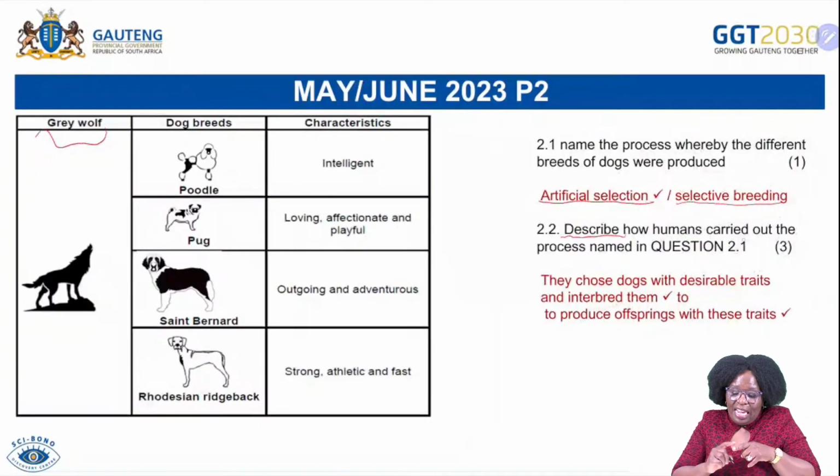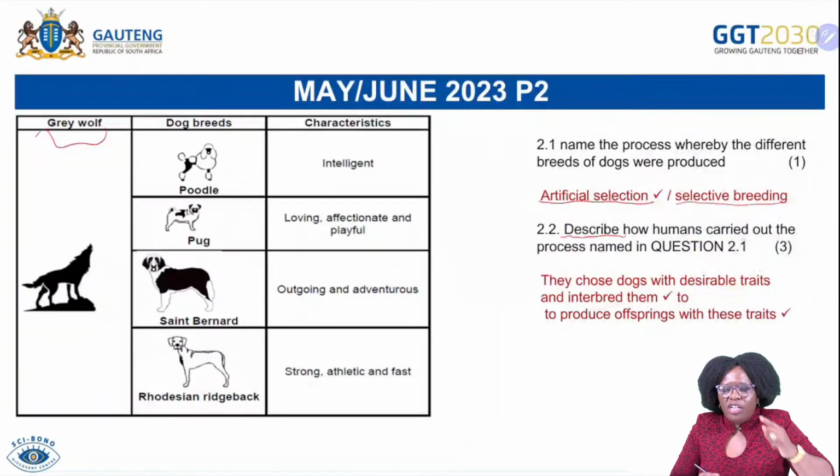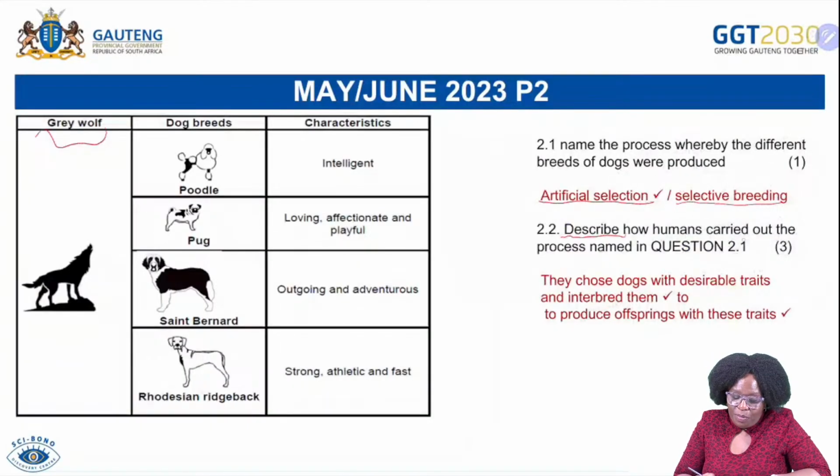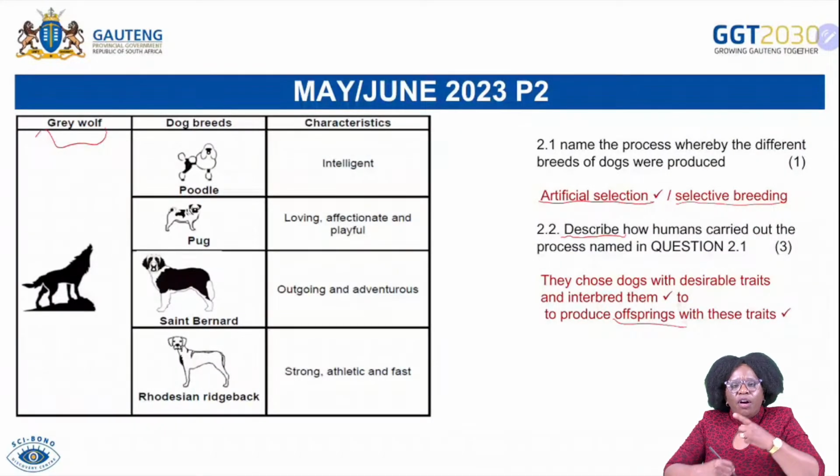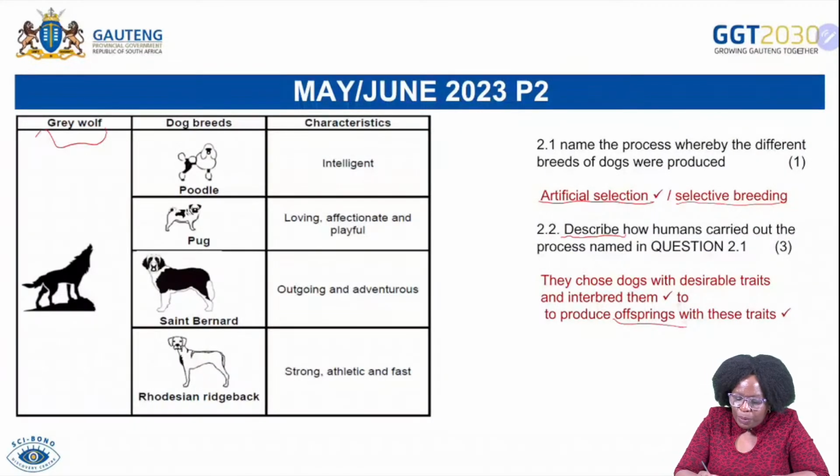And what did they do? They interbred them. Remember, this process is not like in one generation. It takes time. It's over several generations that we can get the desired outcome. I'm just mentioning this for your information. And to produce the offspring with this trait. So over generations, the offspring with the desirable trait were produced.